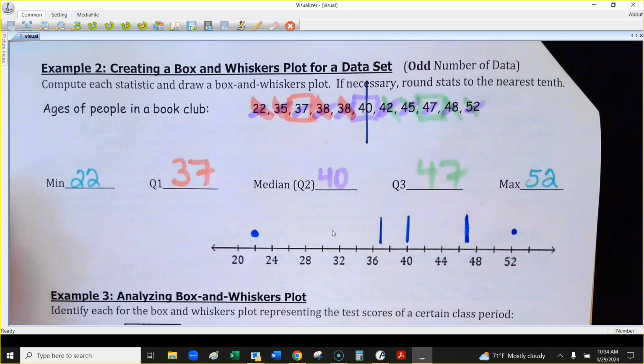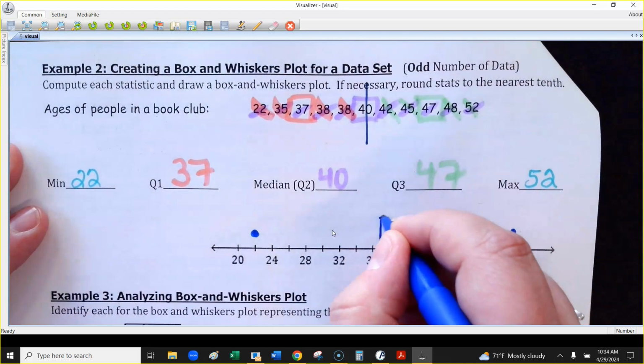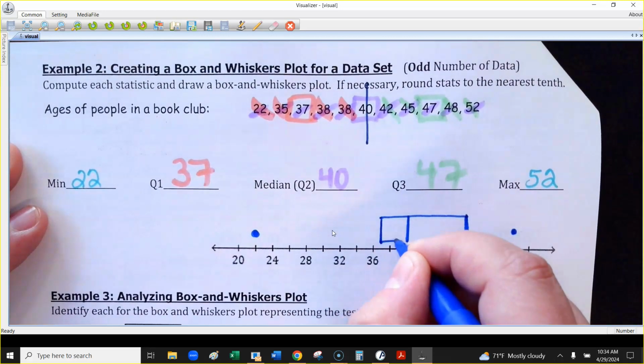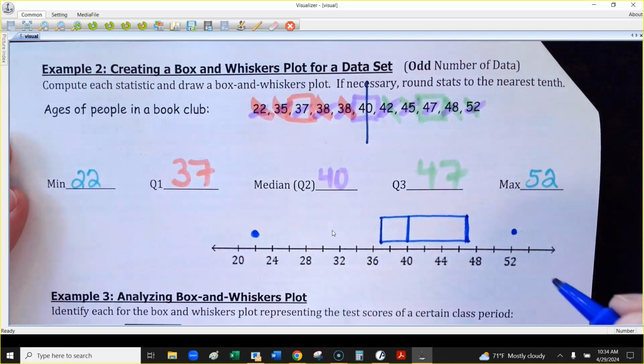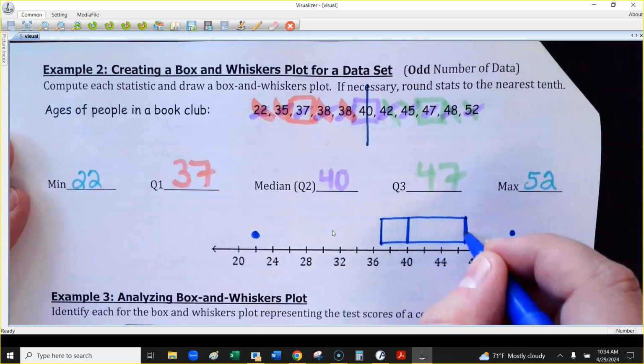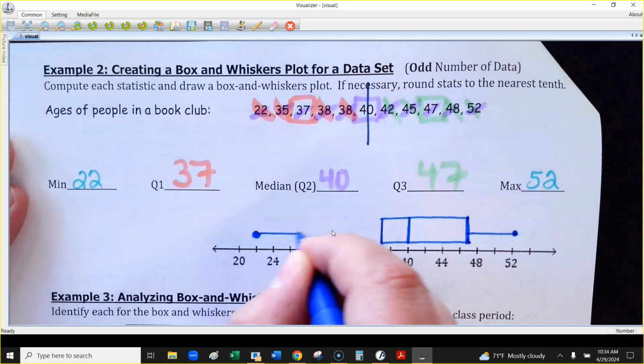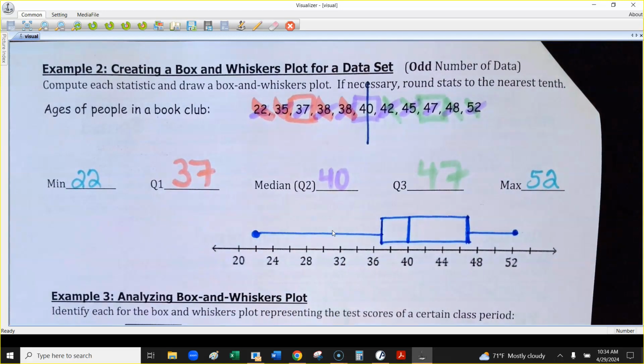Now for the boxes, I'm just going to make rectangles by connecting the top and the bottom of that with my vertical lines like I drew. It doesn't have to be perfect. And then you just draw a little line segment. It doesn't have to be directly out of the middle or anything like that. And so that would be my box and whiskers plot.